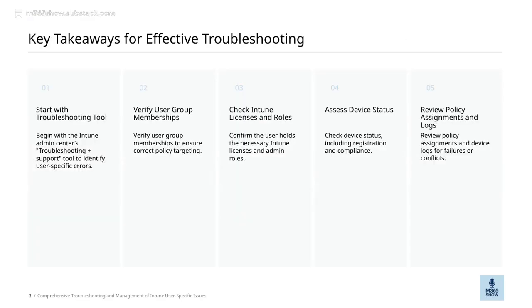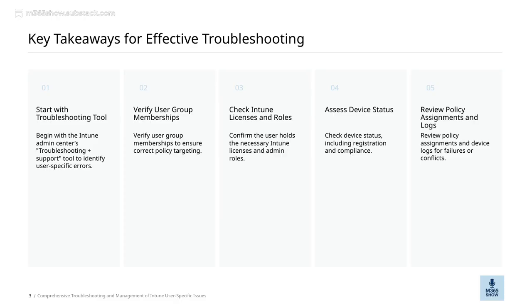Let's go through some key takeaways for effective troubleshooting. First, it's crucial to start with a comprehensive approach to managing user-specific issues in Intune. This means reviewing policy assignments and device logs for any failures or conflicts that might be causing problems. These logs can give us valuable insights into what's happening behind the scenes. Next, we want to check the device status, including registration and compliance. Ensuring the device is properly registered and compliant helps us rule out device-related issues.